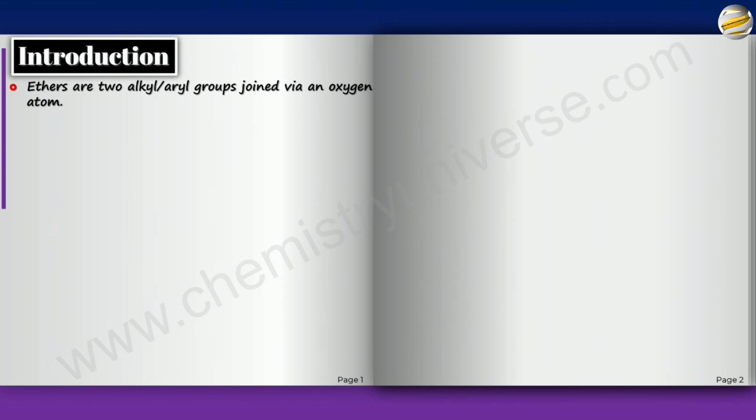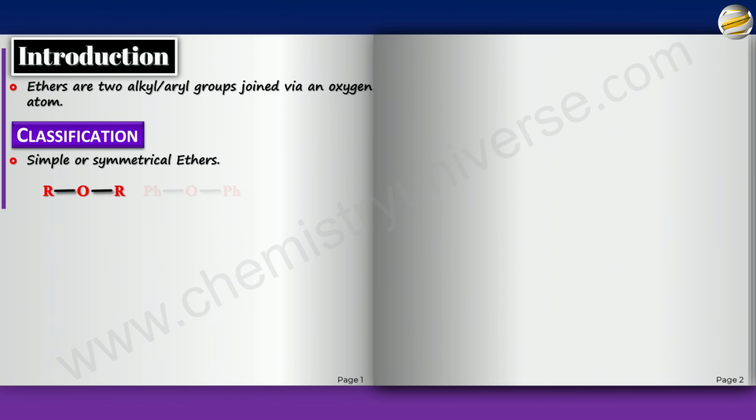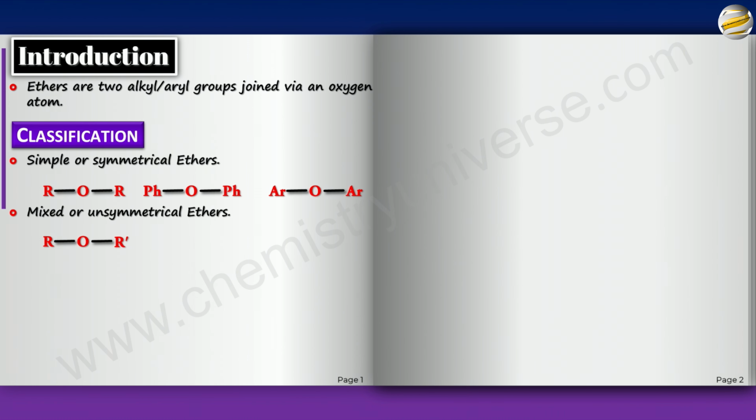Now, we can classify these ethers basically in two ways. One is simple or symmetrical ethers, like both sides being the same. Both could be alkyl, both could be phenyl, and both could be aryl. Aryl is basically a phenyl with some kind of a hydrocarbon attached. And you could even have the mixed and unsymmetrical ethers, where you could have all possible kinds: two different alkyl groups, one alkyl and one phenyl group, one alkyl and one aryl group, one aryl and one phenyl group. So these are the basic classifications.